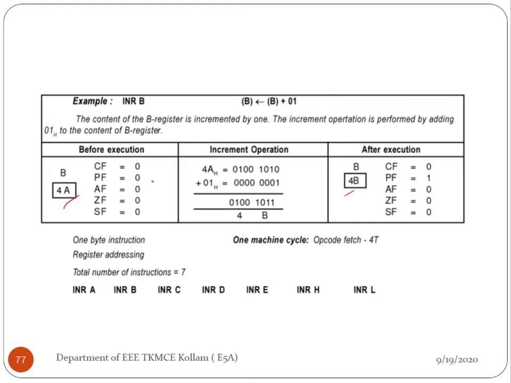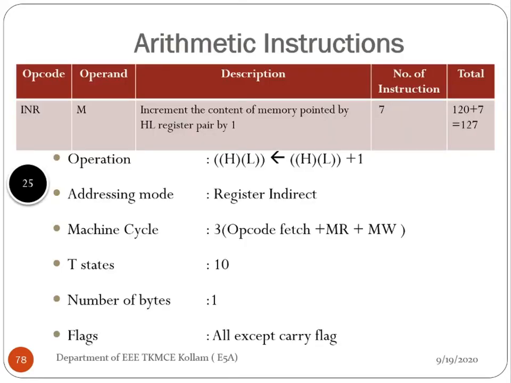Assume initially all flags are zeros. Here number of 1s is 4, that is even. Parity flag will set. Carry flag won't be affected. Whatever be the content earlier, that will be retained. Then there is no auxiliary carry. Auxiliary carry flag is reset. Answer is not 0. Therefore zero flag is 0. MSB of result is 0. Therefore sign flag is 0. Next arithmetic instruction is INR M.